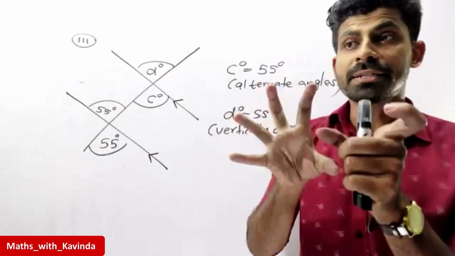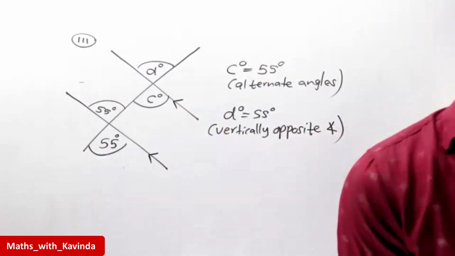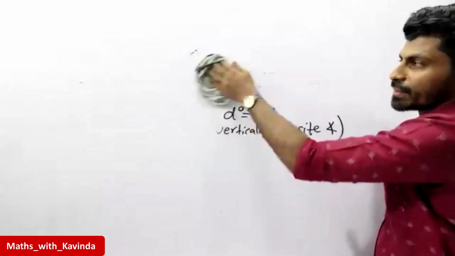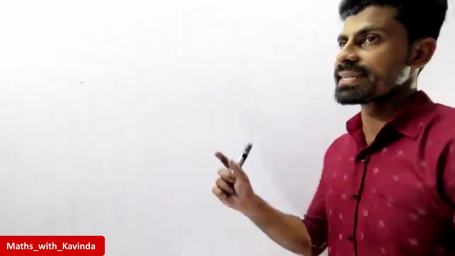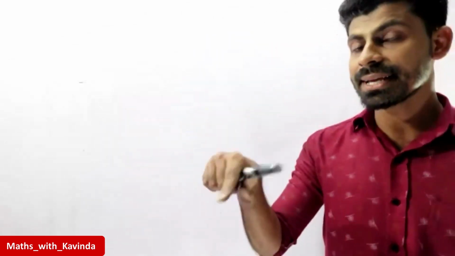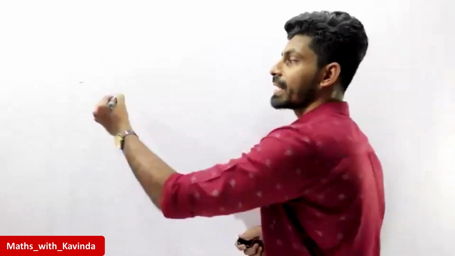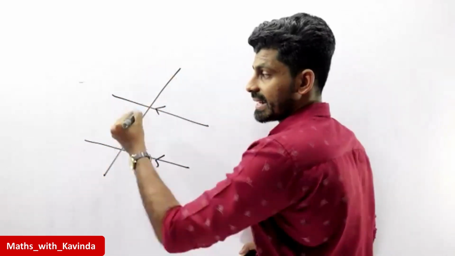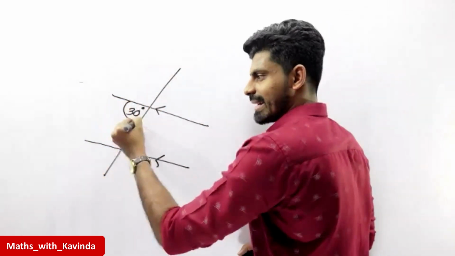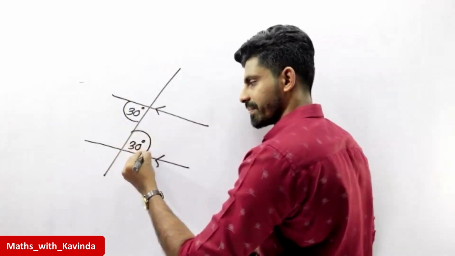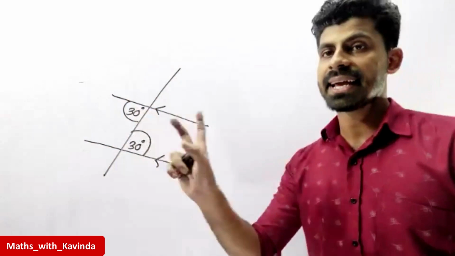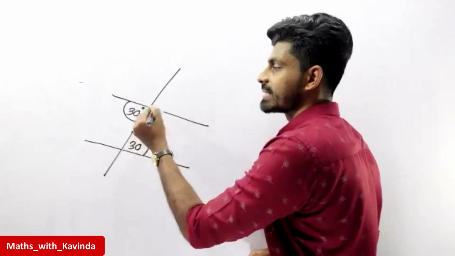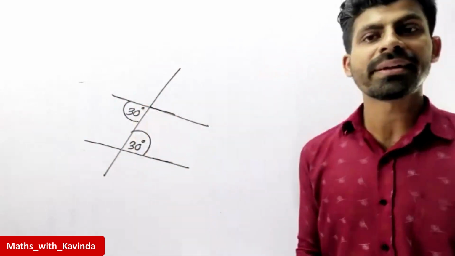So that's all. We can do the other part. If those lines are parallel, alternate angles are equal and corresponding angles are equal. We can also take it the other way around. Look at this one, 30 and this one also 30. These alternate angles are equal. But just think, there are two lines and they are not given as parallel.